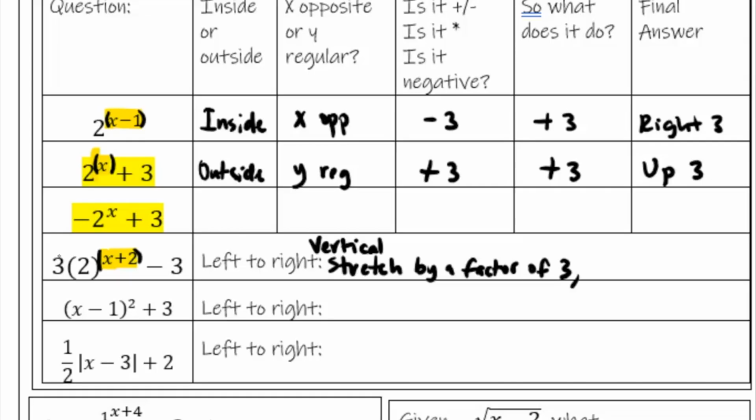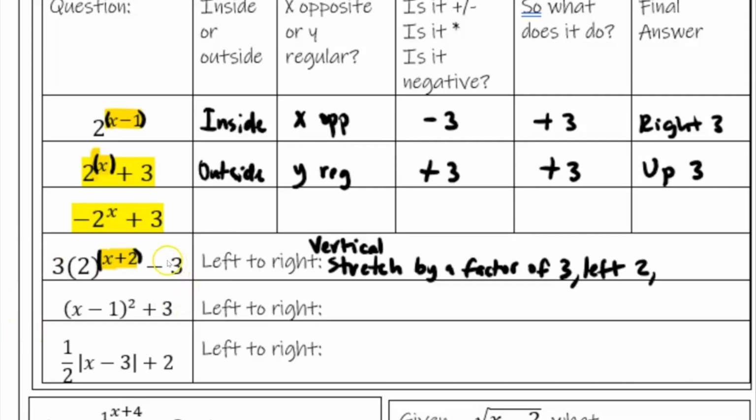All right, so that's that first one. Then I'm going to come, this is just the b, the growth factor. I'm going to come here. This is inside. Inside is x and opposite. What does +2 do? You think it goes to the right, but it's opposite, so it's going to go to the left. So this is going to be left 2.